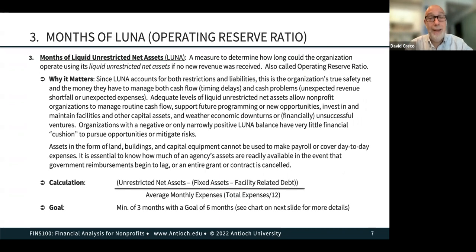So that's why we spent a lot of time focusing on this LUNA calculation. And again, part of what you're supposed to do for the final project is calculate both months of cash and LUNA and see the difference. Now, what are we doing here with our LUNA calculation? Again, we're not looking at our assets. We're not looking at our cash and investments.